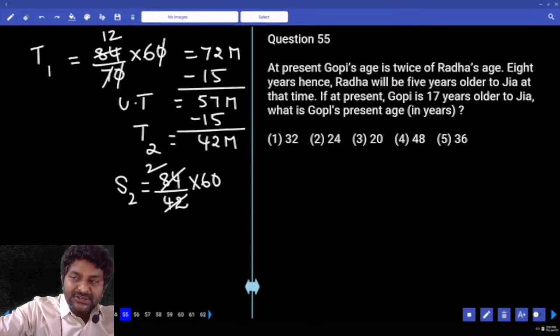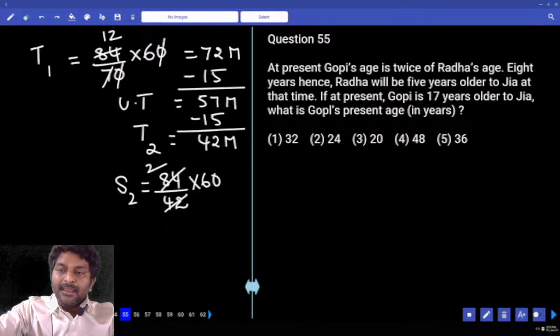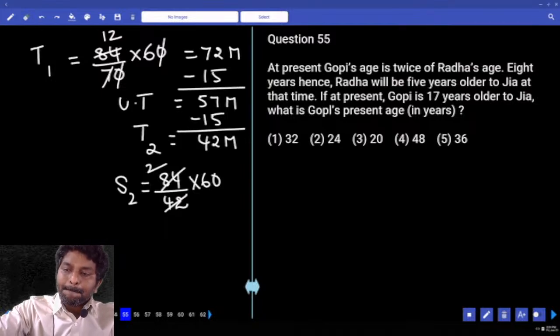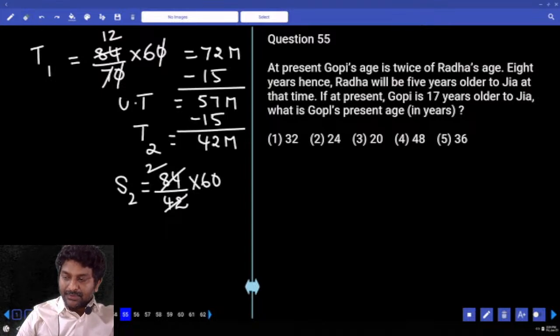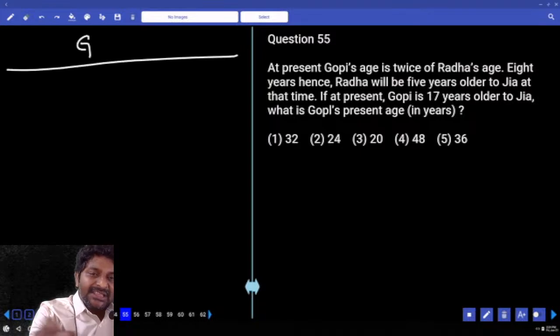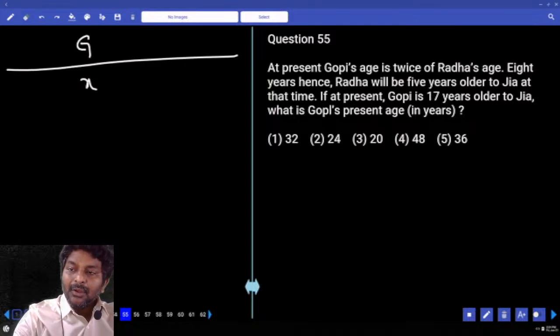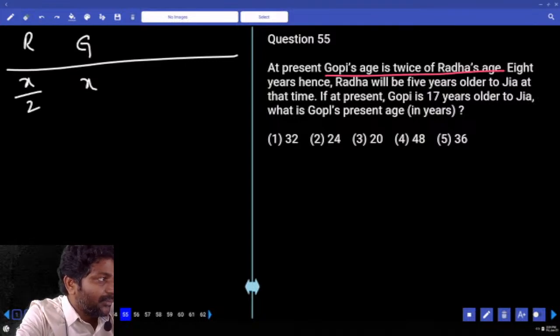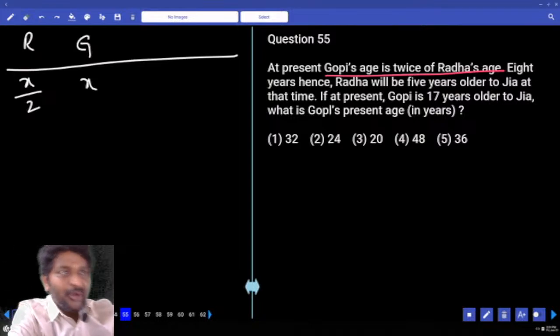At present, Gopi's age is twice Radha's age. 8 years hence, Radha will be 5 years older than Jia at that time. If at present Gopi is 17 years older than Jia, what is Gopi's present age? Now the question is about Gopi's present age. Let me take his age as X. Gopi's age is twice Radha's age, then Radha's age is X by 2, because if you take 2 times Radha's age, you will get Gopi's age.